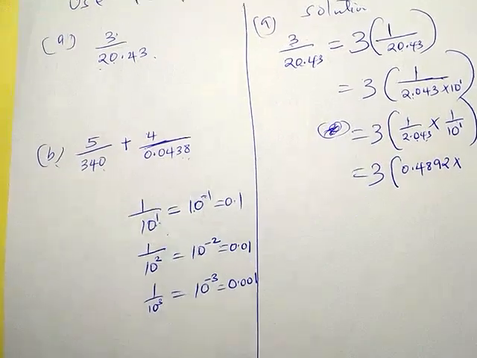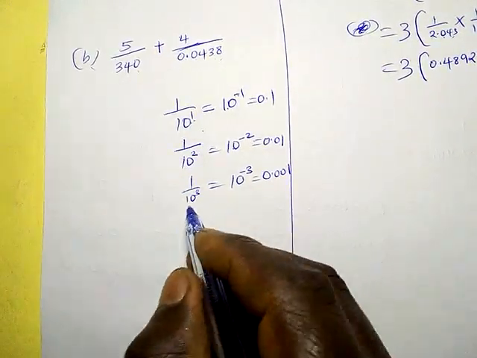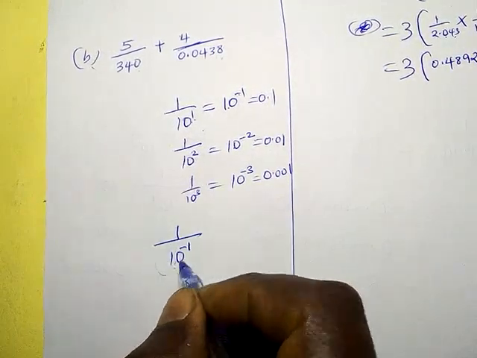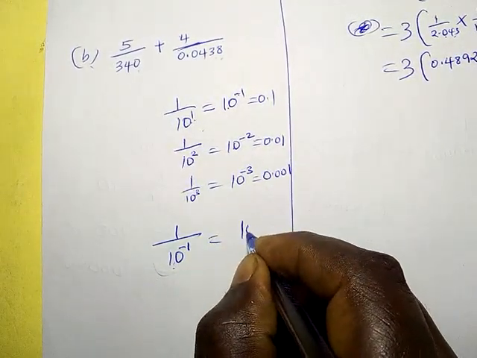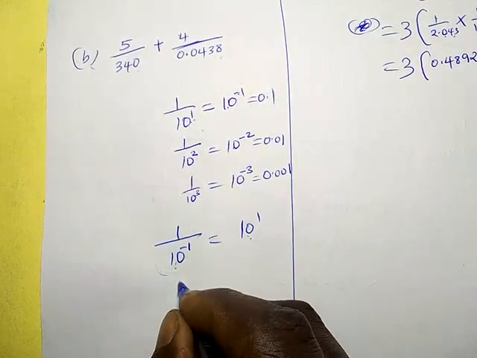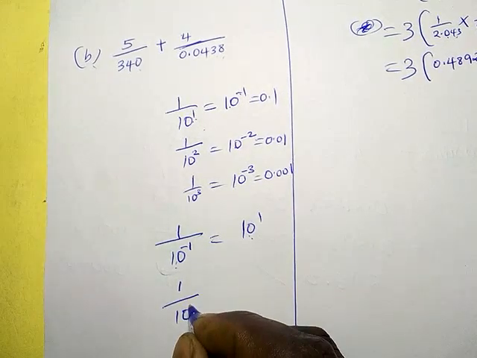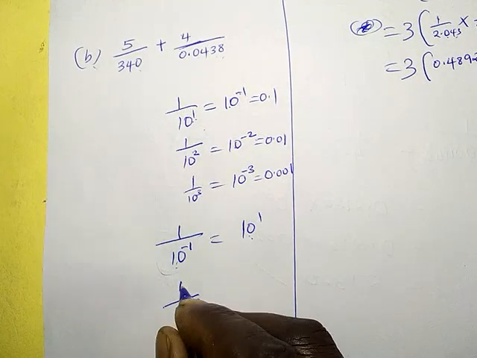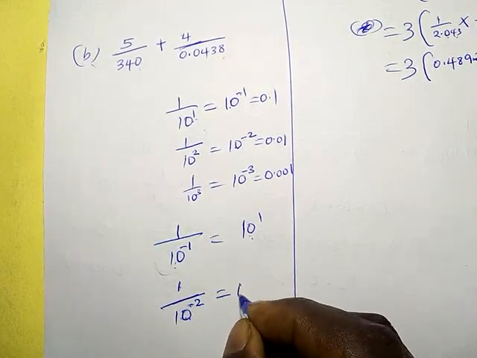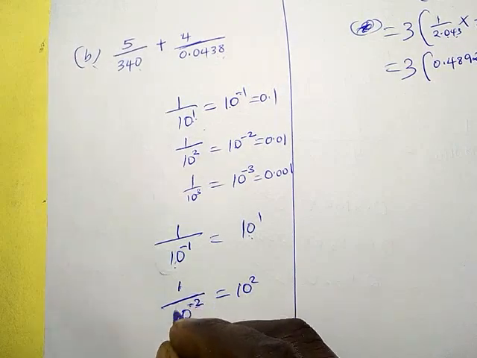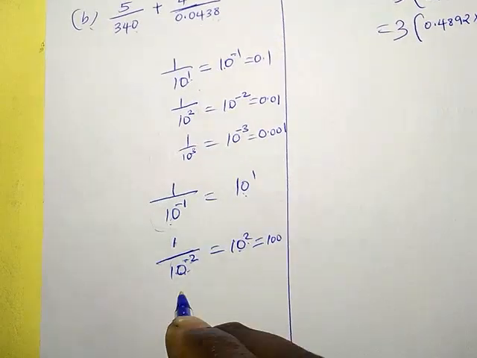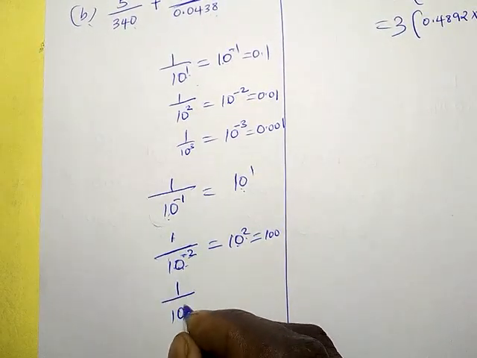Did you hear that? You should master that. Another thing you must know is this. What if it is the opposite? 1 over 10 raised to power negative 1. What is the reciprocal of this? The reciprocal is 10 raised to power 1. 1 over 10 raised to power negative 2. What is this? It means 10 raised to power 2. The reciprocal of this thing is this. And what is this? 100. 1 over 10 raised to power negative 3.